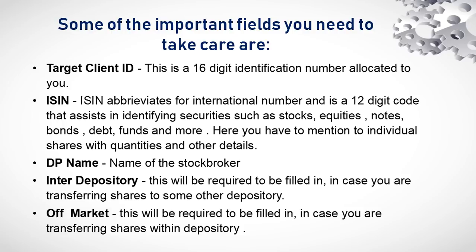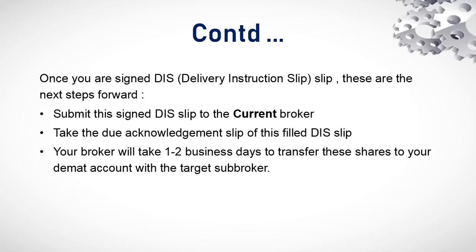Now the DP name is the depository participant or the stockbroker. Next is the interdepository. This will be required to be filled in case you are transferring shares from one depository to another. Next is the off market. This will be required to fill in case you are transferring shares within the depository itself.